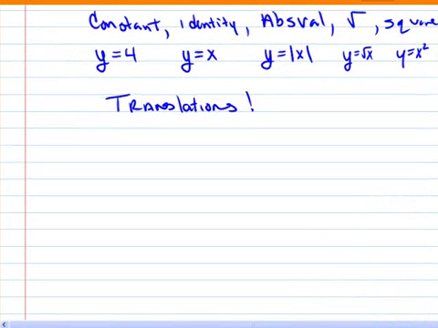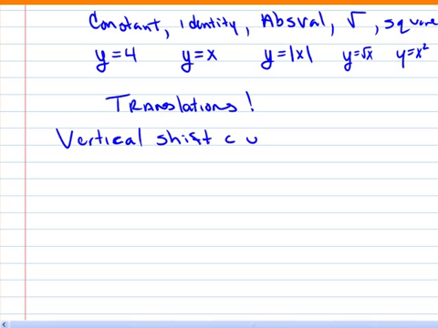To translate means to move things around. How do you move things around? Well, here's a few ways to do it. Let's say we have a function, f of x, and we want to create a new function that is a translation of f of x. And this is how it happens. Here is a vertical shift c units up.